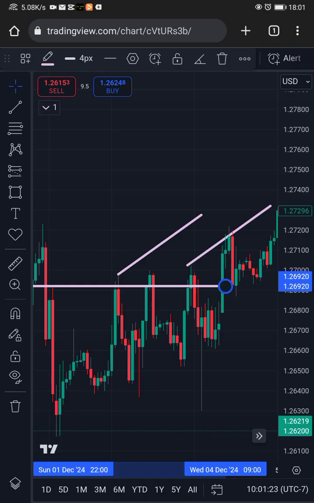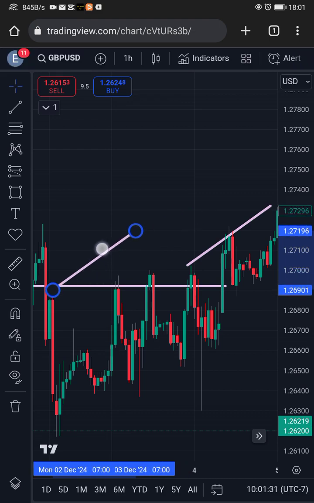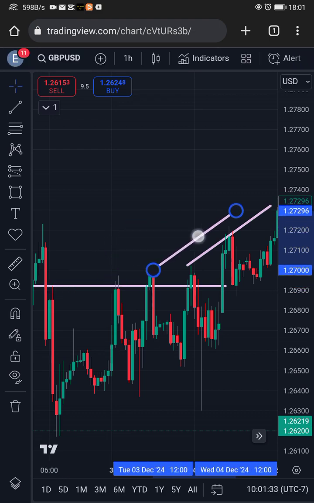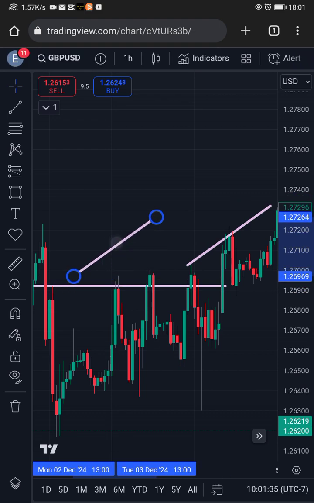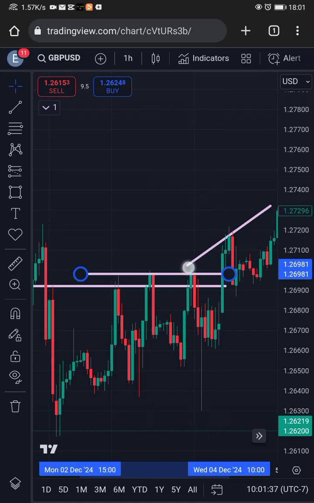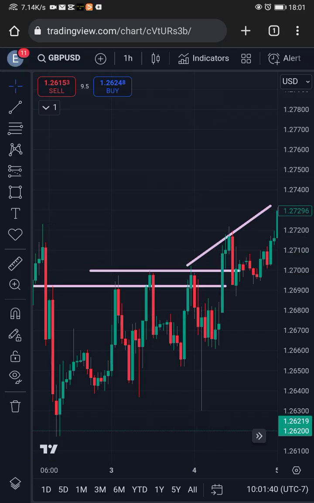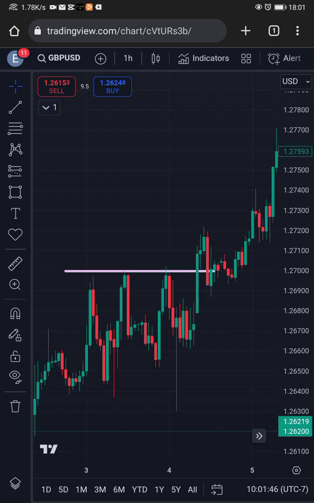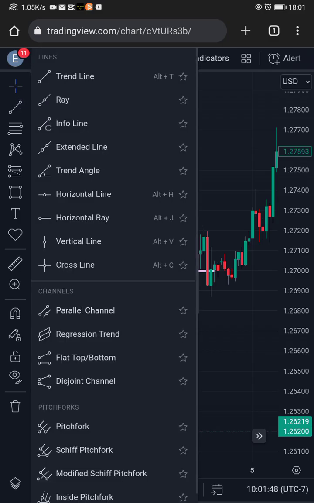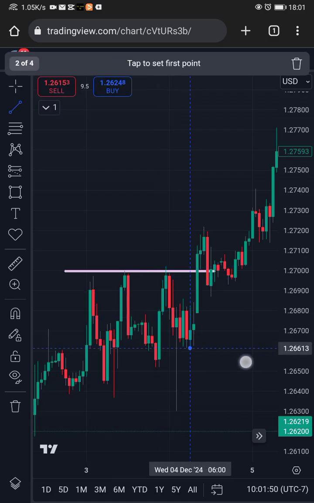But what happened, like I said, you should try to have at least 3 touches for you to know that yeah, the zone is okay. So we have one here, we have two here, and here becomes the third one. So you mark that third one. And once you mark it, you are looking for a candle to close above it, which happens at this point.